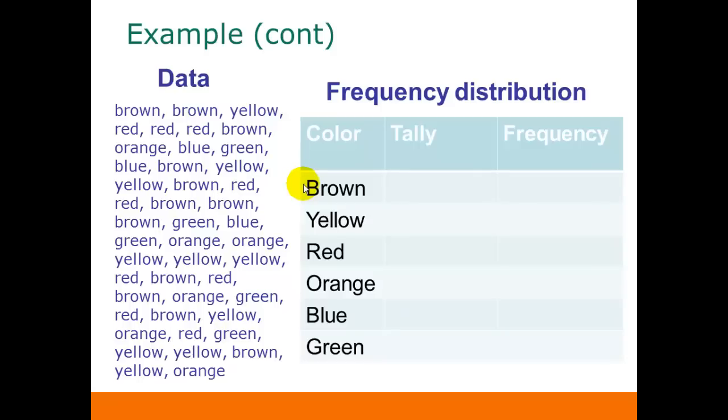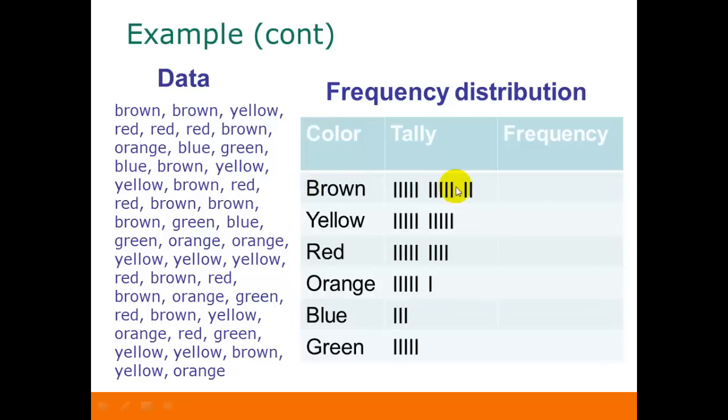So if we went through and did our tallies, that's what we would end up with. And now we can count the frequencies for each one. Brown would have 12, yellow would have 10, and so on. Red would have 9, orange 6, blue 3, and green 5. So our frequency distribution is actually the list of colors and the frequencies for each one.